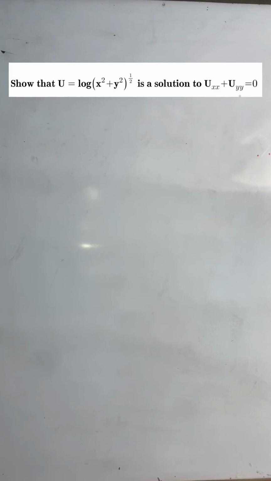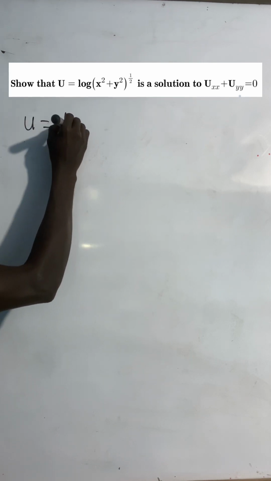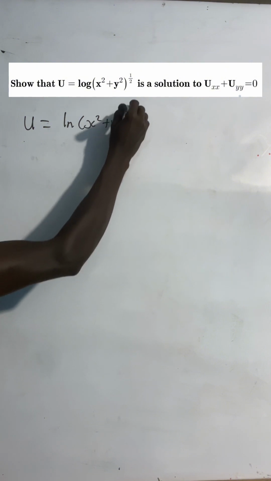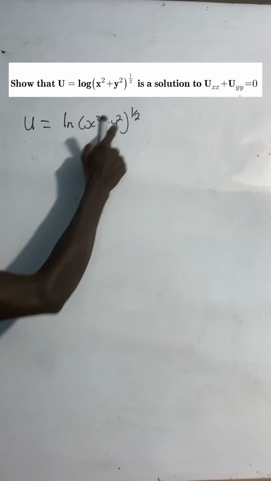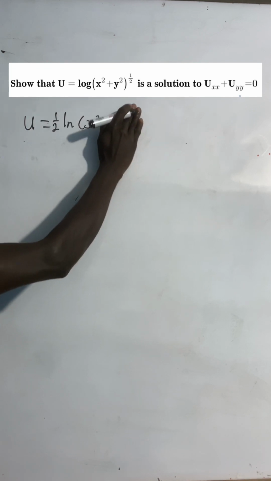Show that u equals log of the bracket x squared plus y squared all to the power of a half is a solution to the differential equation u subscript xx plus u subscript yy equals 0. Assuming that log equals natural log, we have u equals natural log of the bracket x squared plus y squared all to the power of a half. Now the power of a half can come and multiply. That's a simple logarithm law.